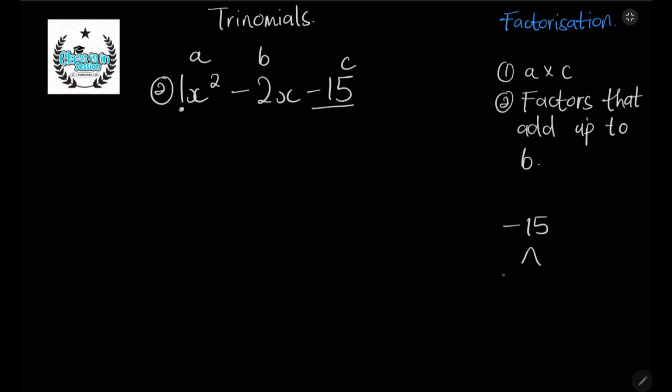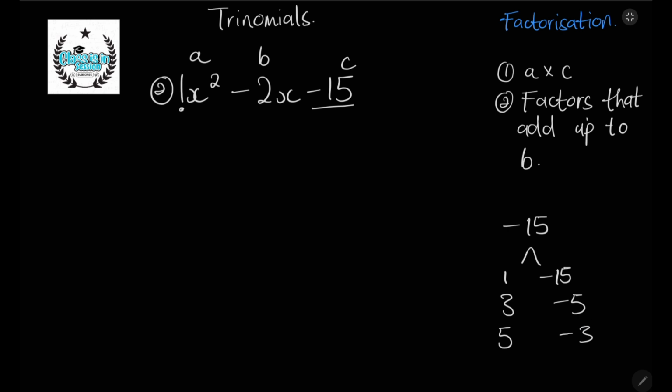We start with negative 15 divided by 1. We get a negative 15. Negative 15 divided by 2. 2 isn't a factor, as it doesn't go into 15. So let's try negative 15 divided by 3. We have a negative 5. Then negative 15 divided by 4. That's not a factor. Negative 15 divided by 5. We have a negative 3.